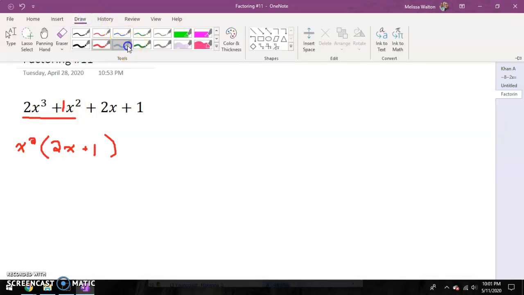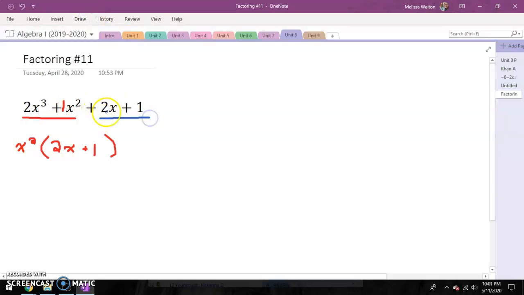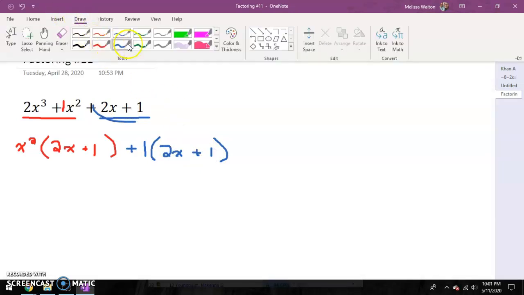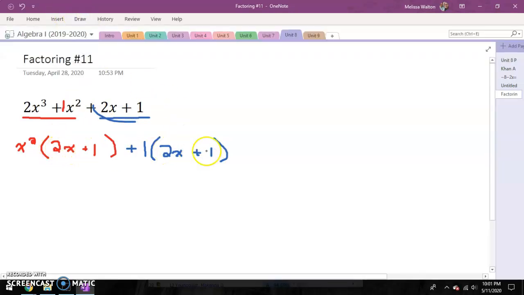All right, now I want to talk about this one over here. Well, I have a 2x and a 1. Those really don't have a GCF here. The only GCF here is, I could divide out a 1. And let's talk about what is left over. Well, 2x divided by 1 is 2x. 1 divided by 1 is 1. And sure enough, here's what we are left with. I have 2x plus 1, 2x plus 1. Those match up. And here we go. Combine those. And I am left with x squared plus 1 times 2x plus 1.